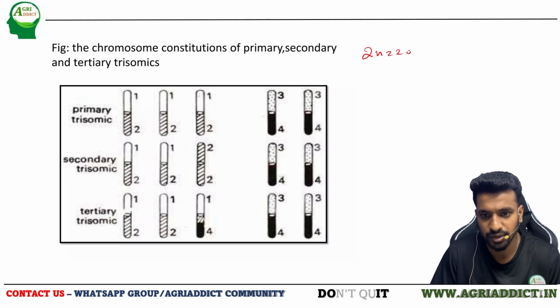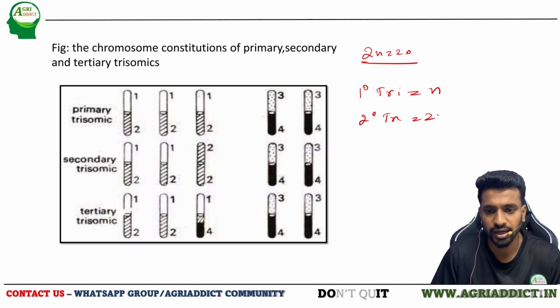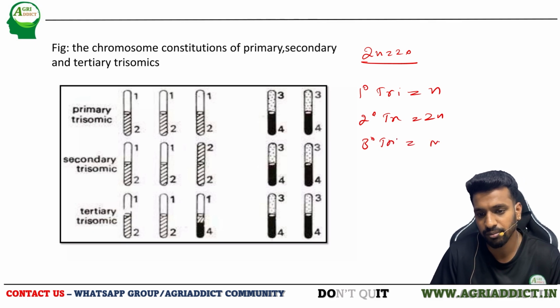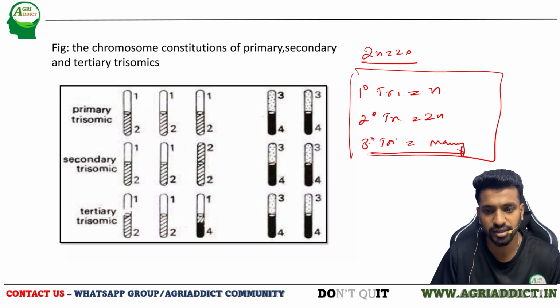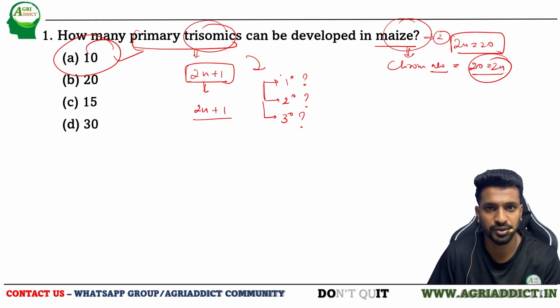if 2n is equal to 20 or any number, how many primary trisomics are possible? It would be n. Number of secondary trisomics possible would be 2 into n. And how many tertiary trisomics are possible? It would be many. So this is the answer, and you just remember this complete list so that it will be helpful for you if they are asking about primary, secondary or tertiary in the exam. So based on this, our answer will be 10. I hope this is very much clear to all of you.